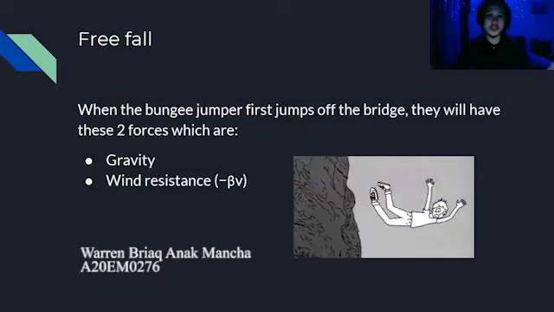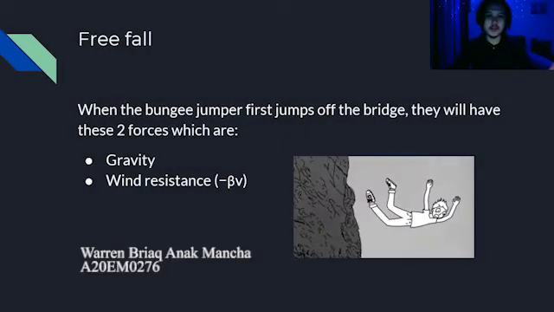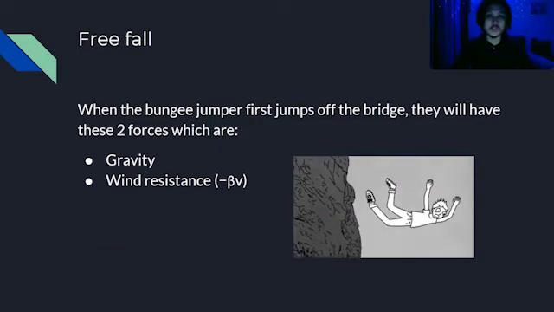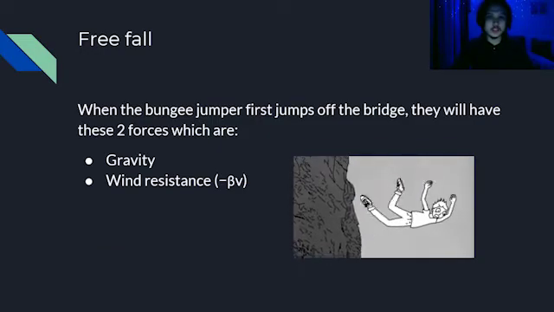Hello, my name is Warren. Here I'm going to talk about free fall. When the bungee jumper first jumps off the bridge, they will have these two forces, which are gravity and the wind resistance, which is negative beta v.